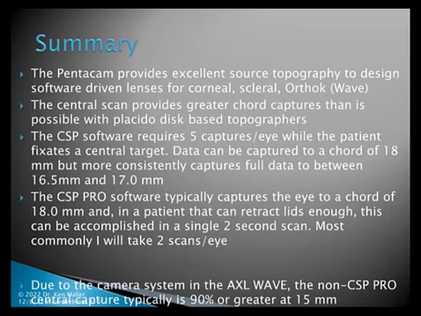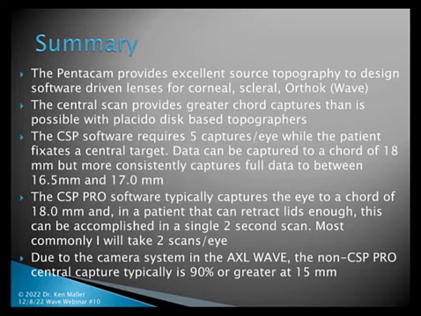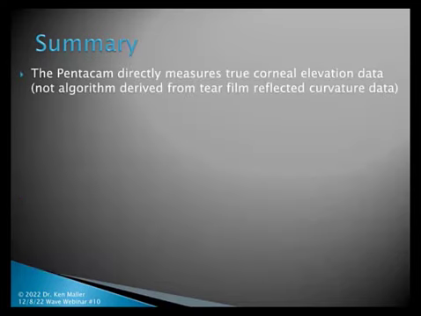Due to the way the camera system is mounted in the AXL Wave, the non-CSP Pro central capture, so I'm not capturing the scleral data, is typically capturing 90% of the cornea and some of the sclera out to 15 millimeters. So that means you have very, very good data, even with a single scan of just the center of the entire cornea and out to some of the area out past the limbus. So for things like orthokeratology, this is fantastic because you really have all the data you need just from that very simple central scan. The Pentacam directly measures the elevation data and it's not being derived from an algorithm that's being reflected off of a tear film curvature data map.